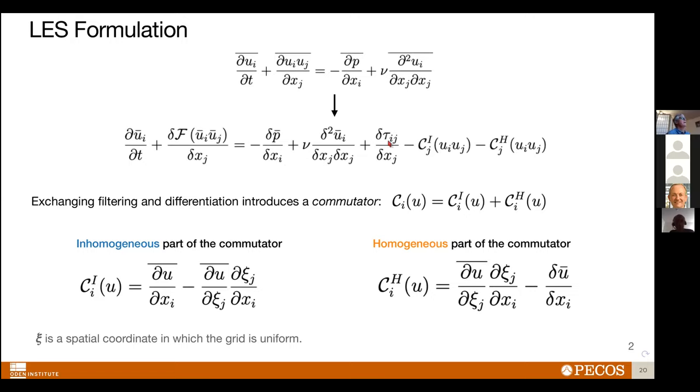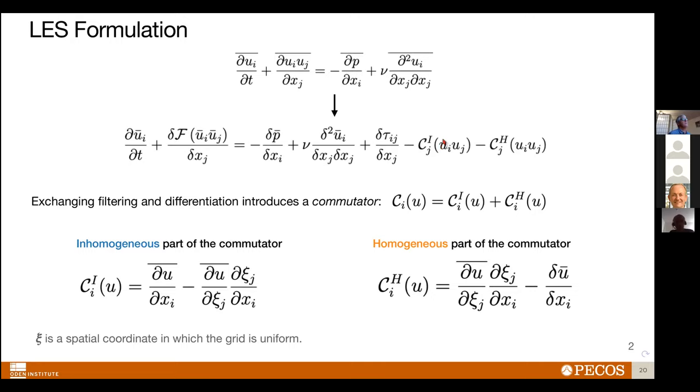This is our subgrid stress error. But then we have some terms that are patching up the fact that I'm not using the actual derivatives, and that I somehow have swapped the order of filtering and differentiation. So we broadly call these commutation terms.